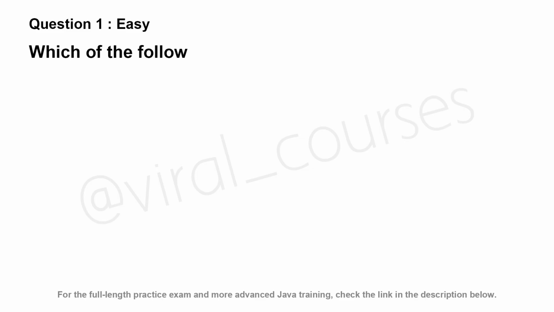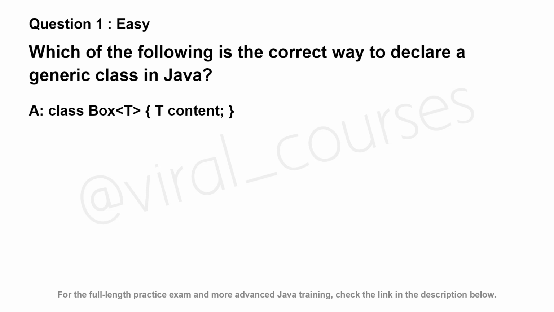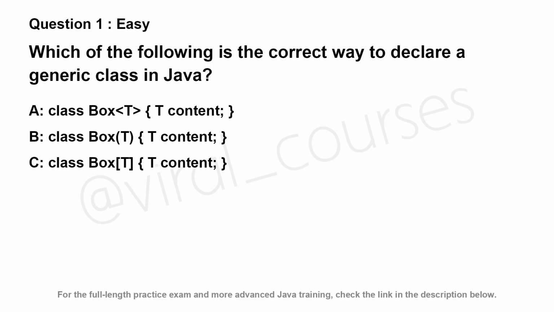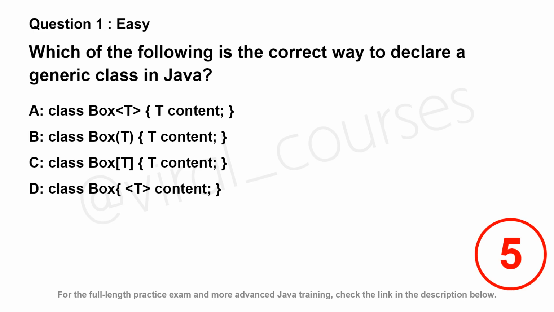Which of the following is the correct way to declare a generic class in Java? Option A. class Box<T> { T content; }. Option B. class Box T content; }. Option C. class Box { T content; }. Option D. class Box<T> content; }.